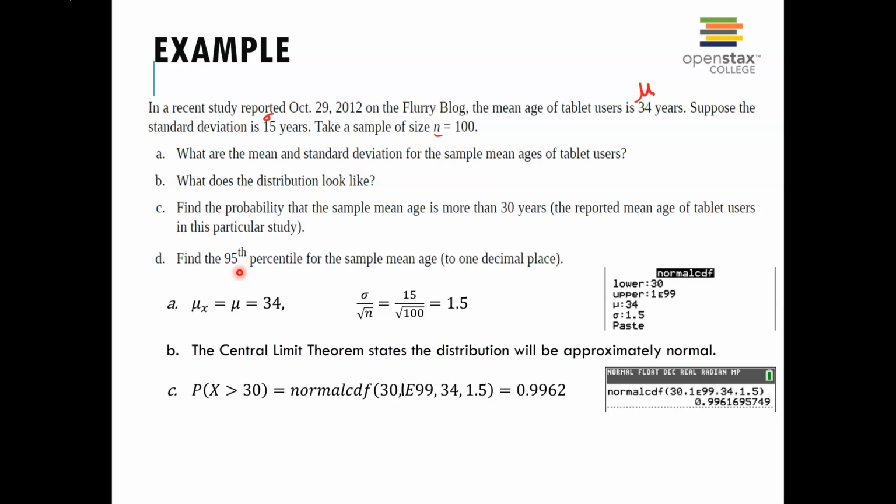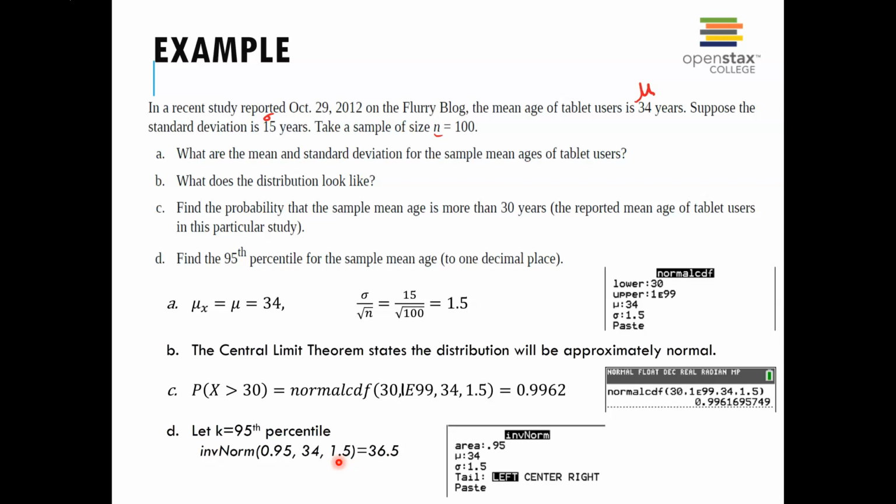All right, then for D, it said find the 95th percentile. Now this is when we're going the opposite way, right? When we're doing the inverse, when we do inverse norm. So for the 95th percentile, I'm going to write that as 0.95. And again, I'm going to use my same mean and my same standard deviation. So again, go to your distribution menu and go down to inverse norm. And then we're going to put in our percentile as our area, our mean, and our standard deviation.